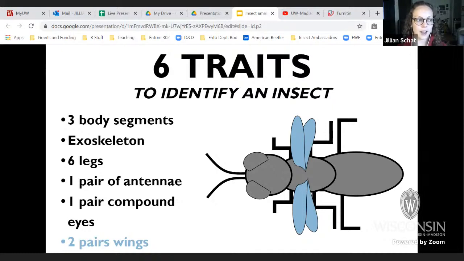People can only walk on the ground. You know, we build machines to be able to fly. Insects can just do it on their own. And so they're able to catch food in the air. They're able to fly away from predators.